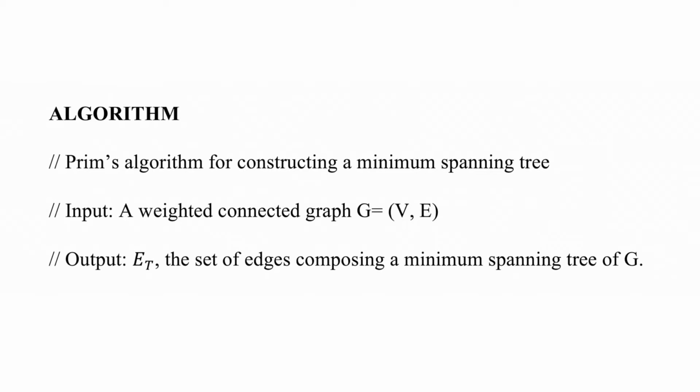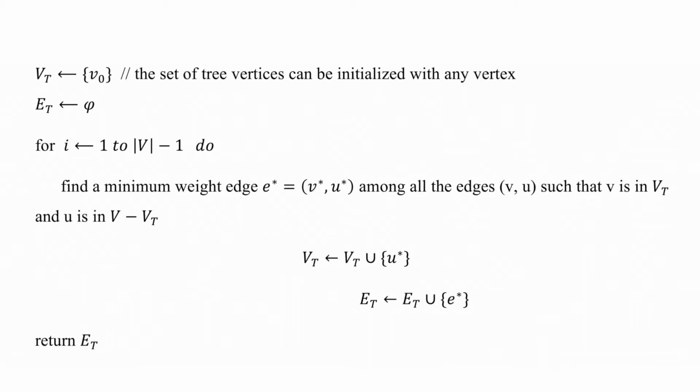The input is a weighted connected graph G = ⟨V, E⟩, where V represents the set of vertices and E represents the set of edges of the graph. The output is E_T, the set of edges composing a minimum spanning tree of G. Let V_T be assigned as {v0}. The set of tree vertices can be initialized with any vertex, so the initial vertex is initialized as v0. E_T, the set, is assigned ∅.